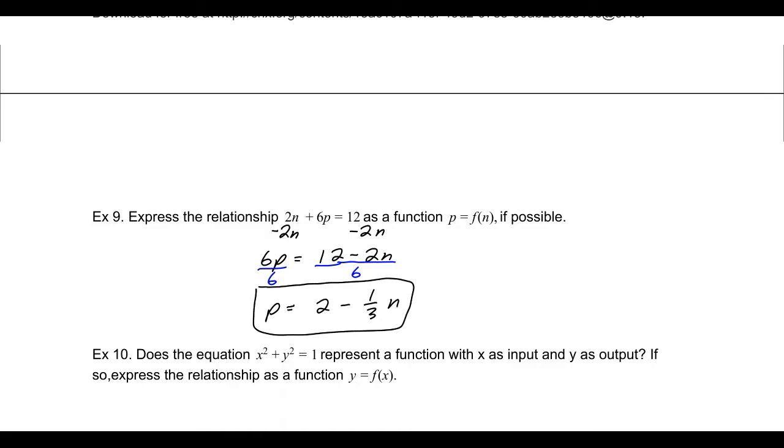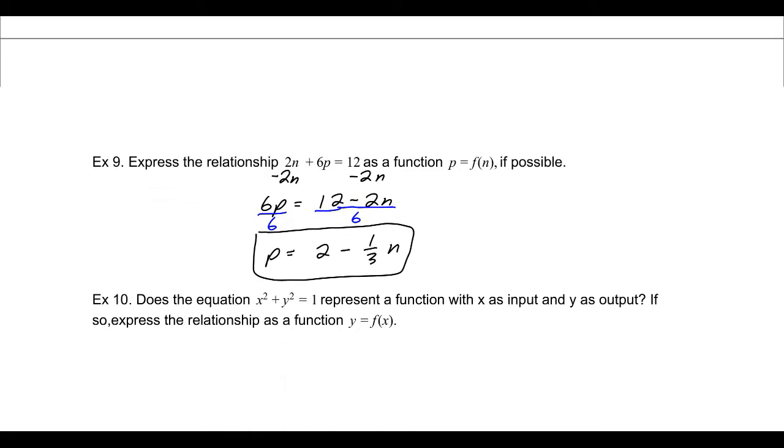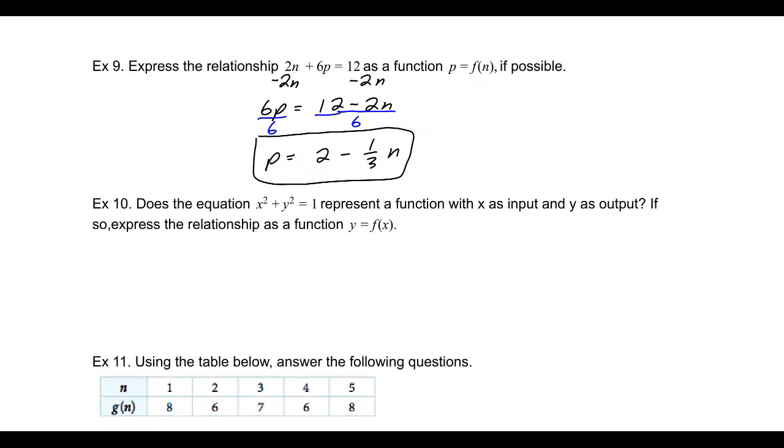If you notice, this is linear. We call them linear functions for a reason, other than the vertical line. Those are functions, so we can write them using function notation. Not every equation can be written that way, however. Example 10 is a good example of that. Does the equation x squared plus y squared equals 1 represent a function with x as the input and y as the output? If so, express the relationship as a function y equals f of x.